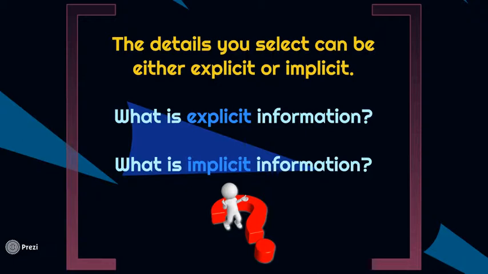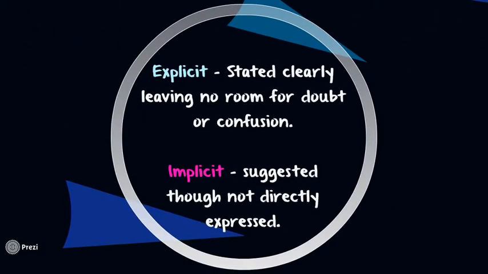Now, if you're having a bit of a last-minute panic and thinking that you can't remember what explicit and implicit information is, let's have a little reminder. So explicit information is something that is stated clearly, leaving no room for doubt or confusion. So in other words, it's information which is very much on the surface. It tends to be relatively easy to notice because it's right there in front of us, almost as if it's stated as a fact. Implicit, on the other hand, is suggested though not directly expressed. So that's information that we tend to have to read between the lines to figure out what is being suggested to us, rather than presented to us as a fact.